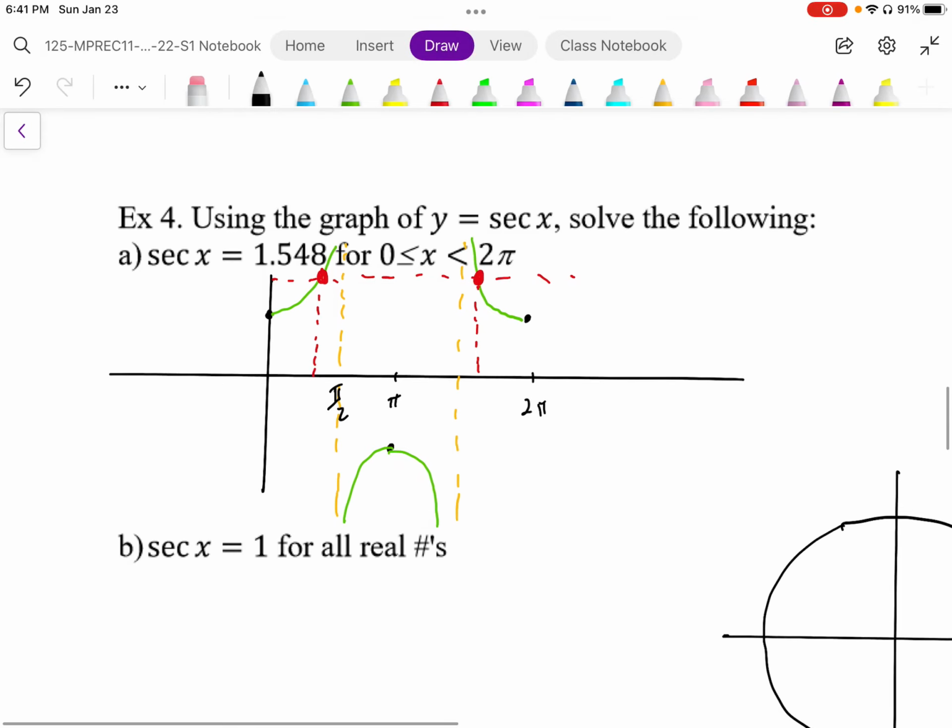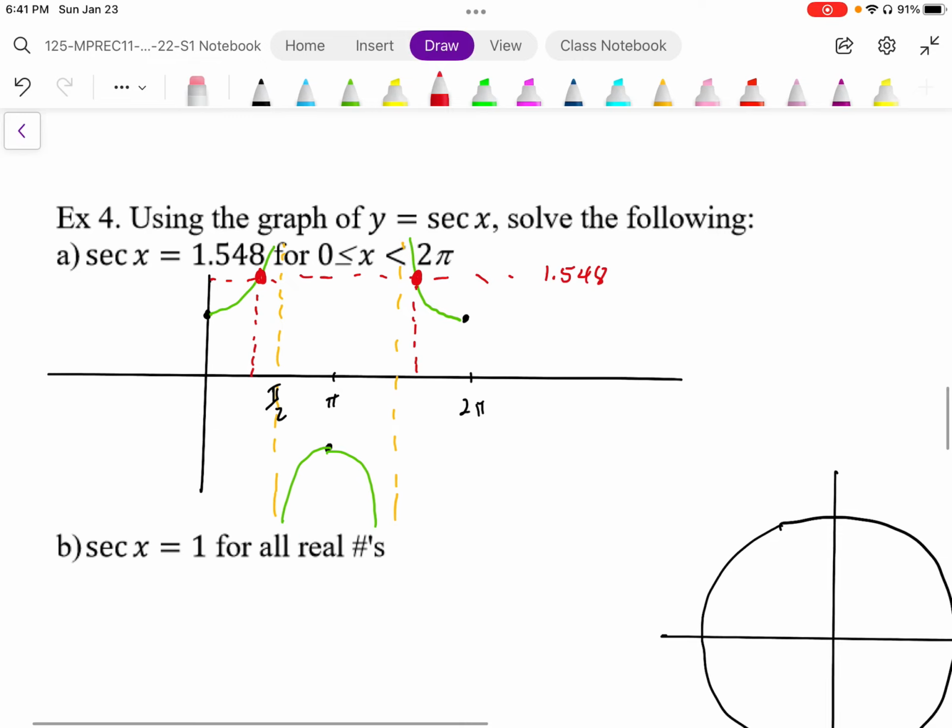So we're being asked to use a graph of secant x to solve where secant x is equal to 1.548. So I've sketched in green the secant x function. The yellow represents the asymptotes. And this line here, the red horizontal line, represents y equals 1.548. Okay, and we can see that it hits the graph at those points, those red dots I've located.